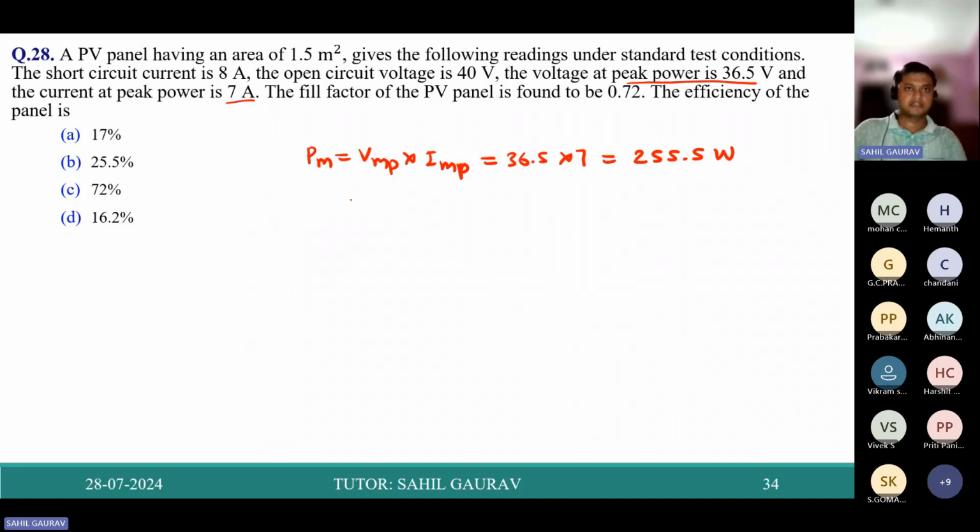Now, how can we find efficiency? PM upon P in. It is 255.5 watt, and P in is the insolation into area, where area is given as 1.5 meter square. Insolation: as standard test condition is given, you have to take it as 1000 watt per meter square. So you will get efficiency of 0.17 or 17%. So correct answer is A.